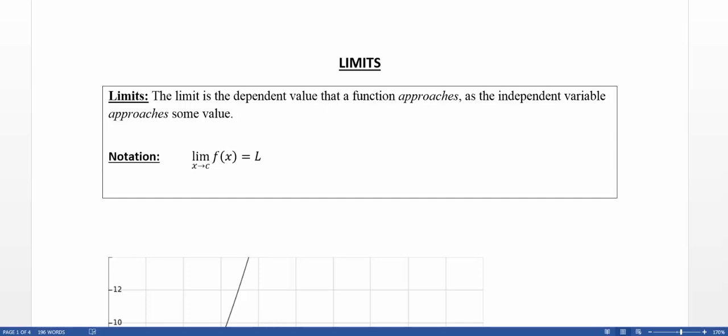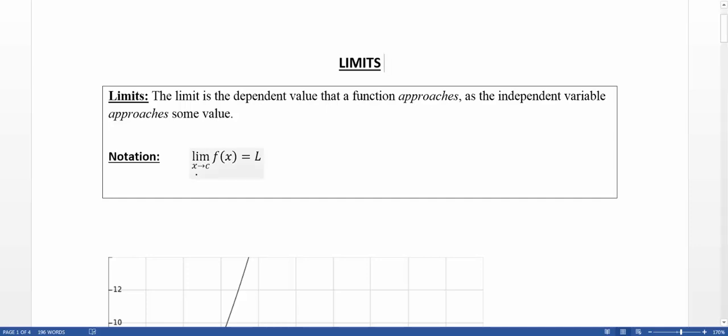So what that means is we're going to consider what happens to the y value as we get really, really close to an x value. For some of the functions we look at, the limits are going to be very intuitive and we should be able to guess them. But the idea is that when we get mathematically good at computing limits, we can then look at more difficult functions. The notation when we're looking for a limit looks like this.